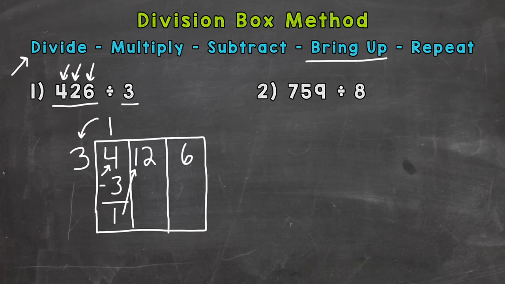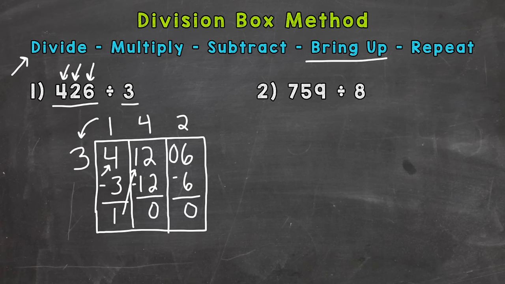So 12 divided by 3. How many whole groups of 3 out of 12? Well, 4. Multiply, 4 times 3 is 12. Subtract, 12 minus 12 is 0. So we bring up our 0. So we have a 6 over there. So 6 divided by 3. How many whole groups of 3 out of 6? Well, 2. 2 times 3 is 6, subtract, and we get 0. So we do not have a remainder.